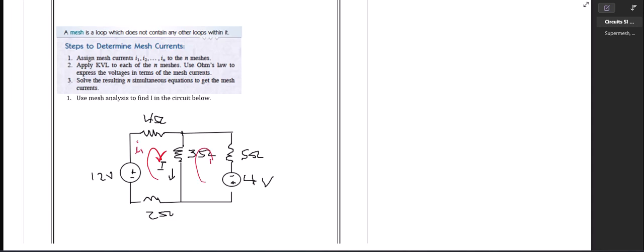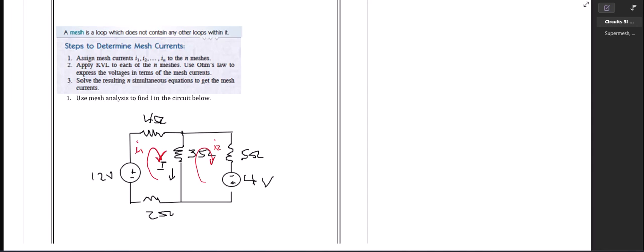And so that's my first mesh, and I'll call that I1. And this is my second mesh, and I'll call that I2. The deal with a mesh is that any current in one of the branches that's shared by 2 meshes is really a combination of your mesh currents. It's always going to be one minus the other. So if I do them all clockwise, then any current through a branch is going to be one of the meshes minus the other mesh.